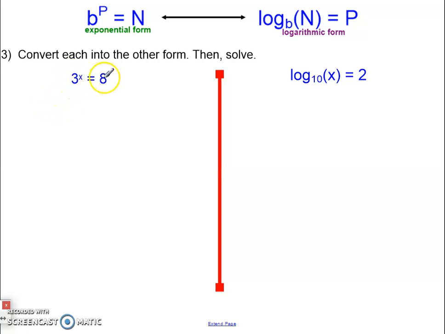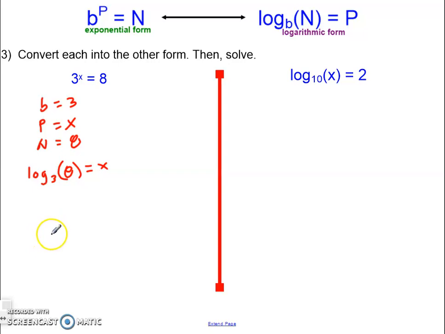3 to the power of x is equal to 8. So this is an exponential form. To put it in logarithmic form, let's establish that our base is 3, our power is x, and our number is 8. So in logarithmic form, it would say log base 3 of 8 is equal to x.